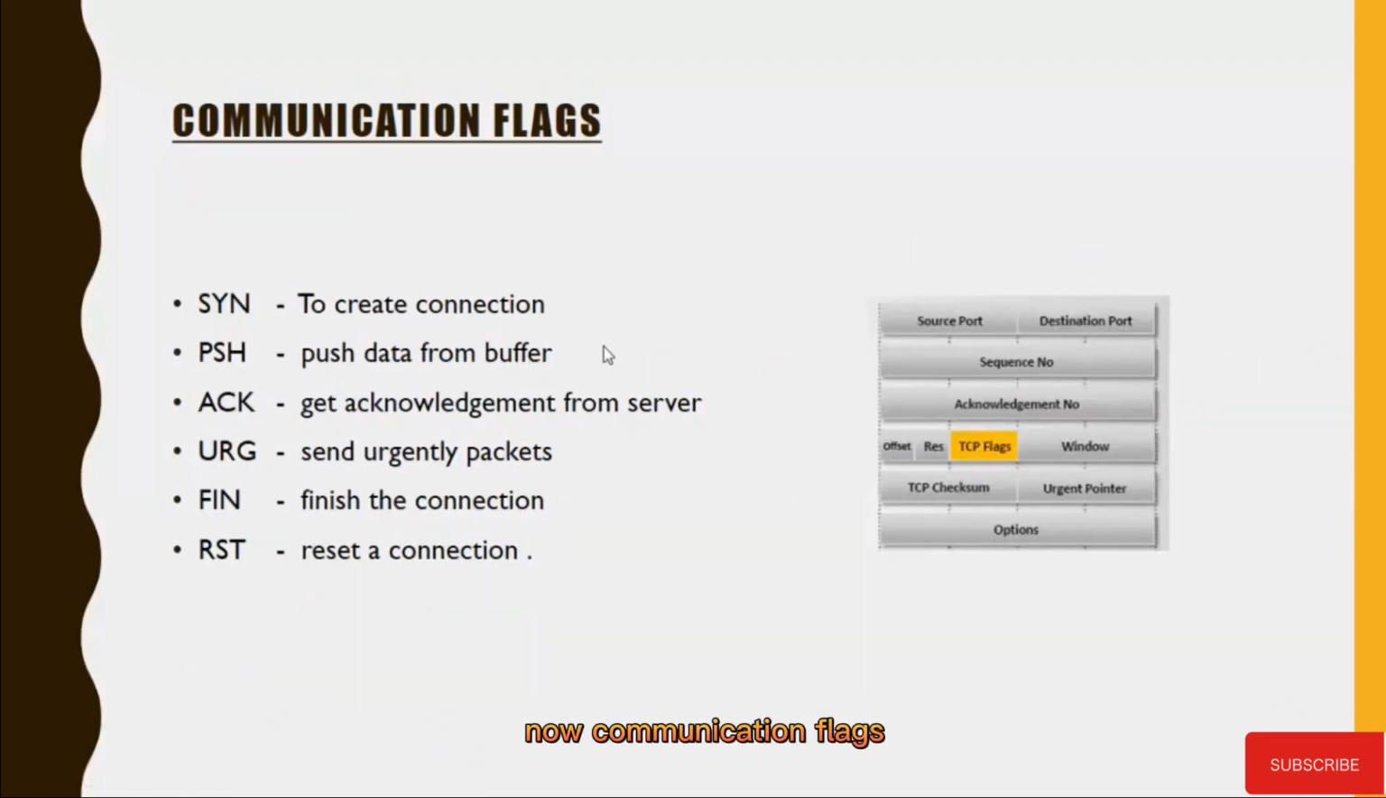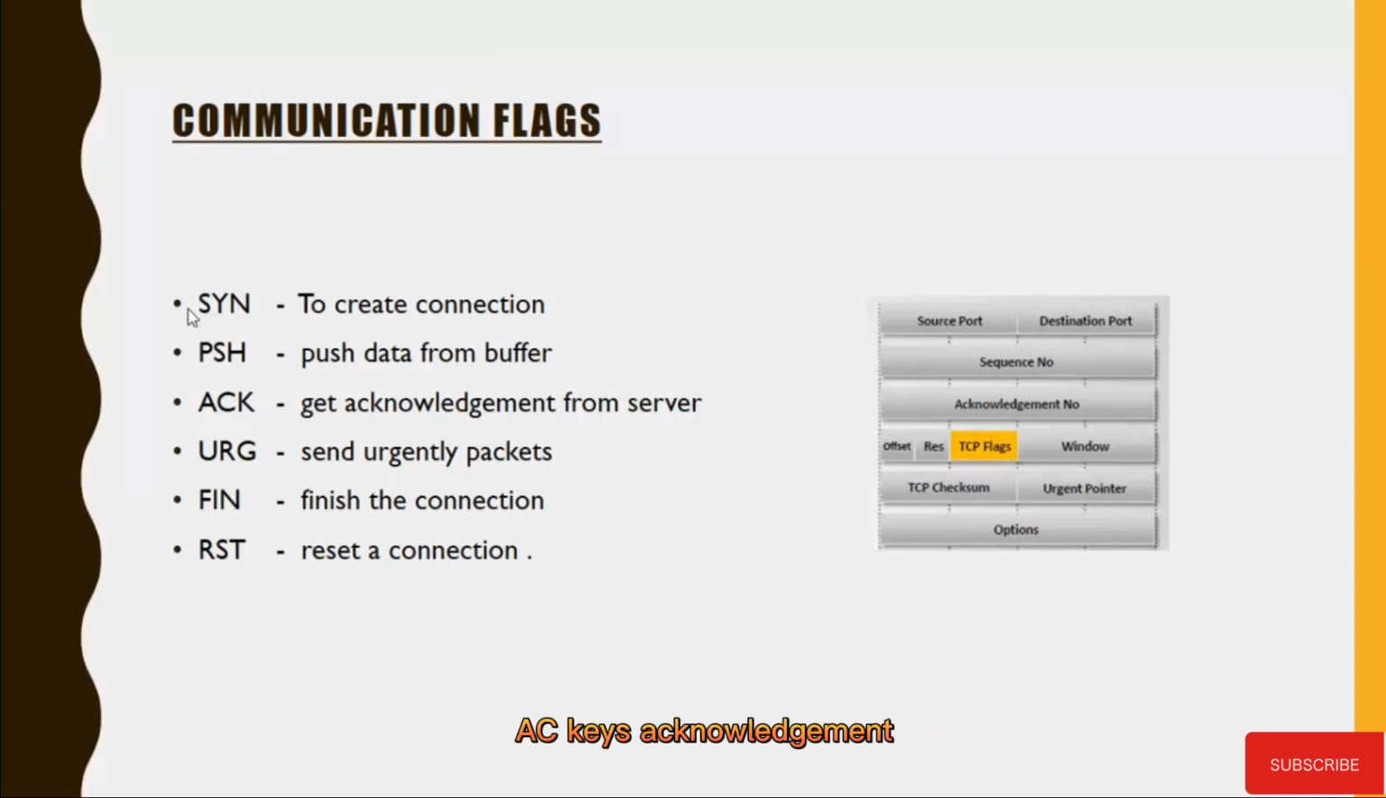Now, communication flags. What are the different communication flags available? First, SYN; second, PSH push; third, acknowledgement ACK; fourth, URG urgent; fifth, FIN finish; and sixth is RST reset. SYN is the first packet which goes to the server. PSH pushes data to the buffer. If there is data in the buffer, then you have to push it, and that is when PSH works.